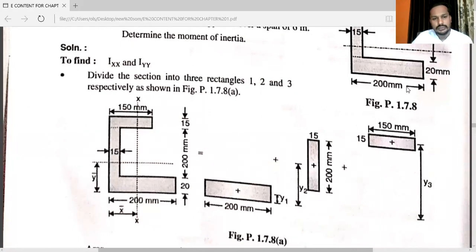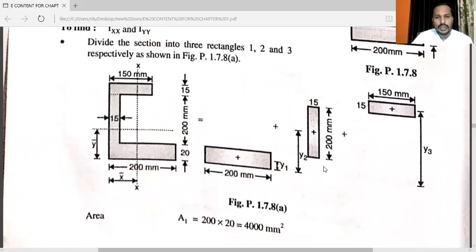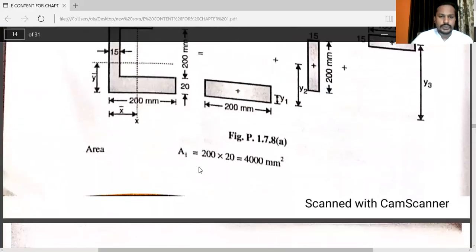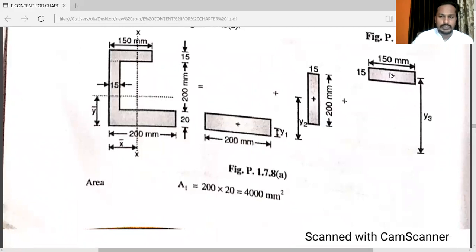All the dimensions are given. So here, y1, y2, and y3. Now I'm not wasting the time to explain how to calculate y1, y2, and y3, because already you studied how to calculate them in the first year also and in the previous problems also. You know the formula of a rectangle for y1, y2, and y3. So you can calculate them as per the formulas. Similarly, you have to consider x1, x2, and x3 for diagram 1, diagram 2, and diagram 3.